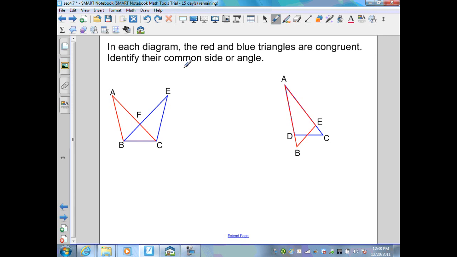On our first diagram, we have triangle ABE congruent to triangle ECB. We have a common side on both triangles, and that common side is segment BC.